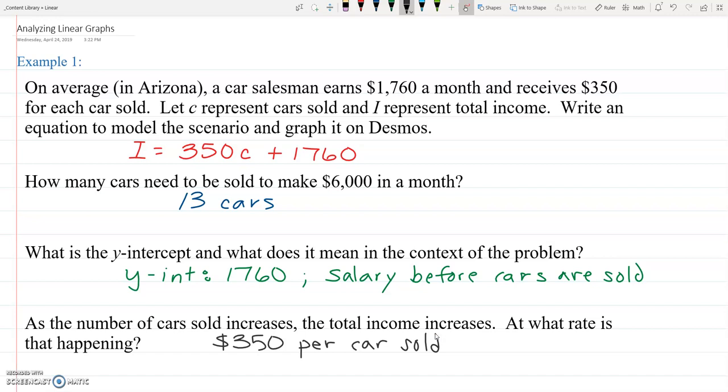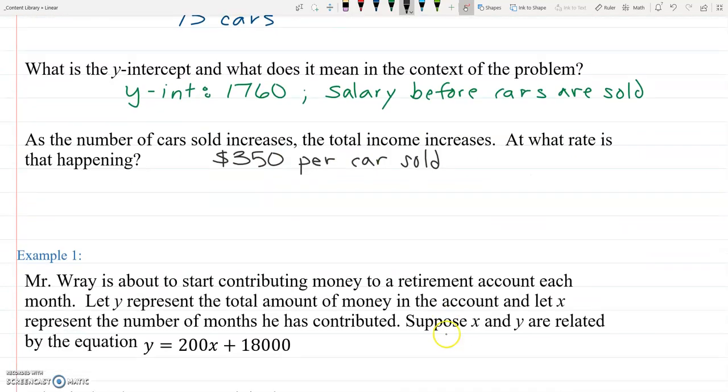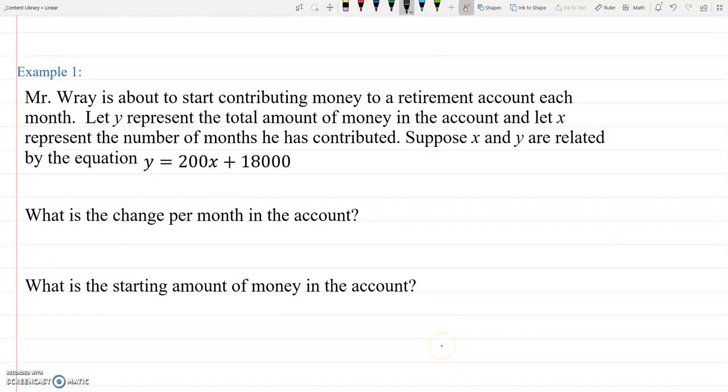All right, example 2. All right, I love this problem because it is very, very real. I made this problem during summer school, so in June. I do have a retirement account. In June, it had about $18,000 in it. Okay, and we'll talk more about it because I think it's great to talk about money.